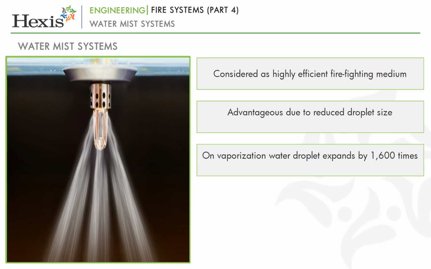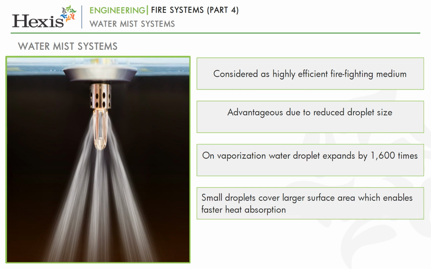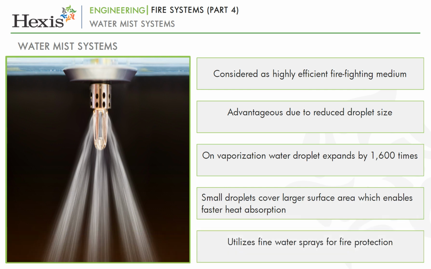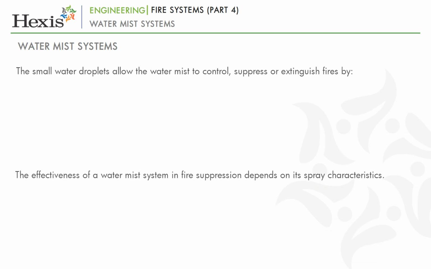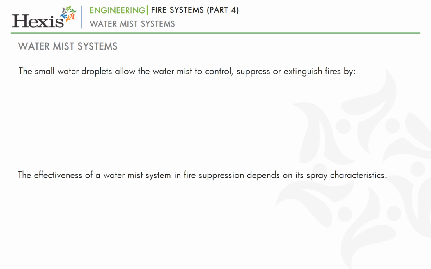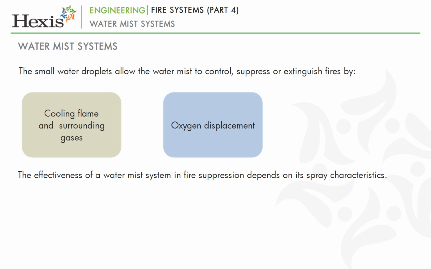Because heat absorption is a function of surface area and not volume, smaller droplets mean more surface area and therefore faster heat absorption. A water mist system is a fire protection system which uses very fine water sprays, that is water mist. These small water droplets allow the water mist to control, suppress or extinguish fires by cooling both the flame and surrounding gases by evaporation, displacing oxygen by evaporation, and attenuating radiant heat by the small droplets themselves.